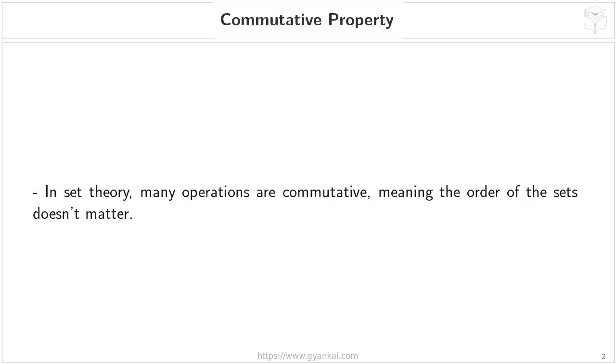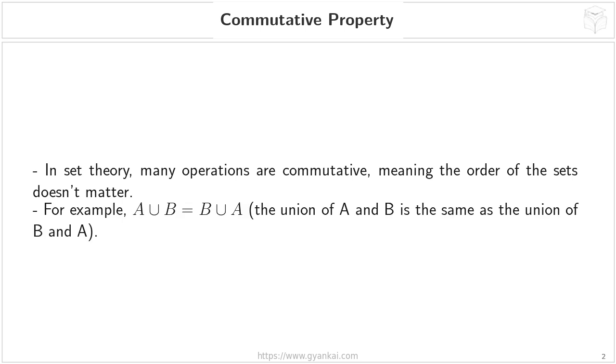Commutative property. Let's recall some things you already know about set theory. In set theory, many operations are commutative. Commutative simply means that the order in which you perform the operation doesn't change the result. A great example of this is the union of two sets. Here on the slide, we see an example. A union B equals B union A.